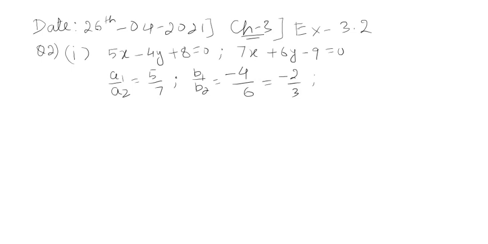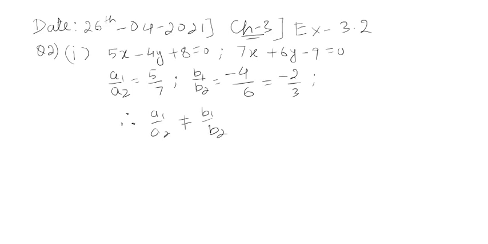Now you notice that these two are not equal. If these are not equal, there is no need to go for c1 upon c2, because if a1 upon a2 is not equal to b1 upon b2, then what will happen? Do you remember?